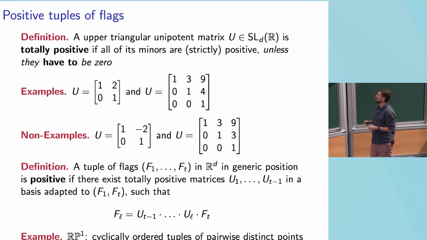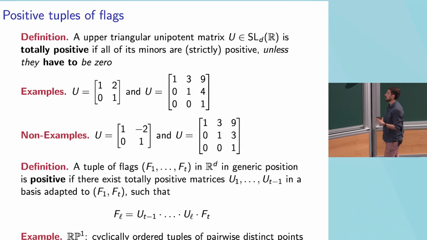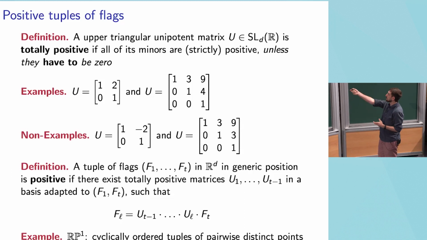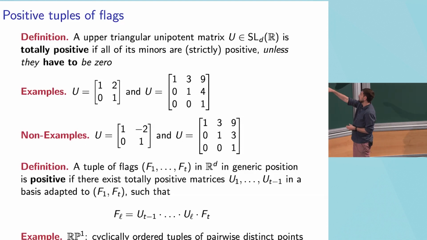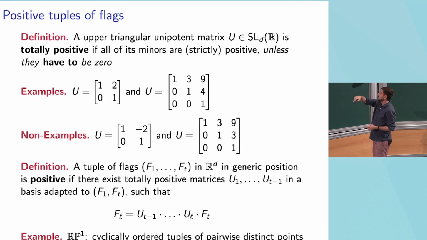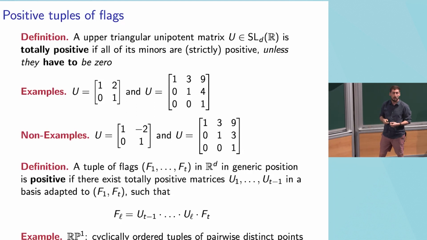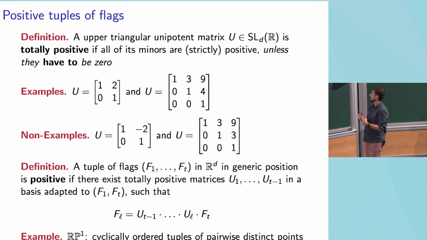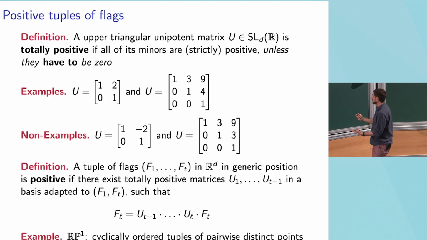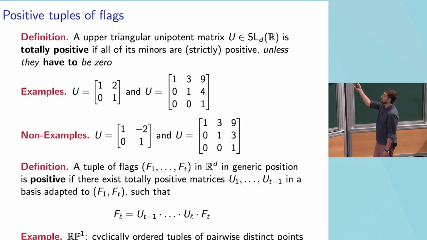So if I take a tuple of flags in generic position, I'm going to define what it means for these flags to be positive. And let's look at the example first. So if I have points in RP1, which is the space of flags in R2, I can ask for them to be cyclically ordered. And in higher rank, there is a very powerful generalization of this concept, which is the concept of being positive.